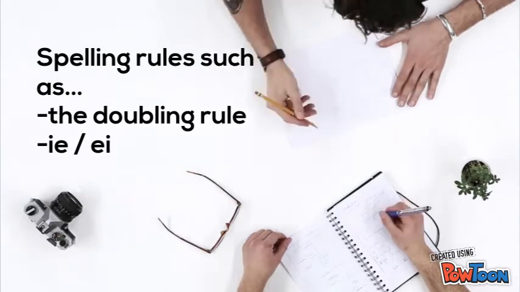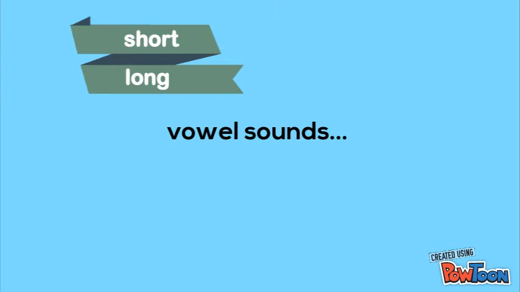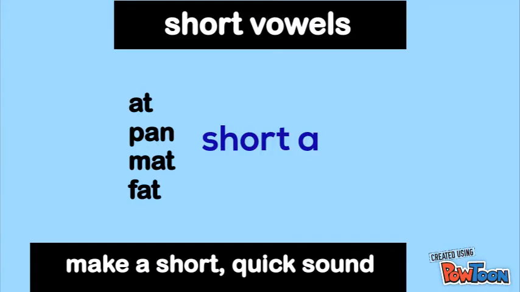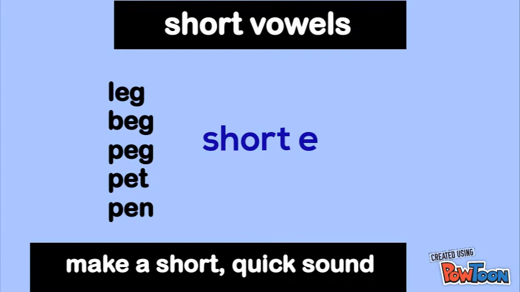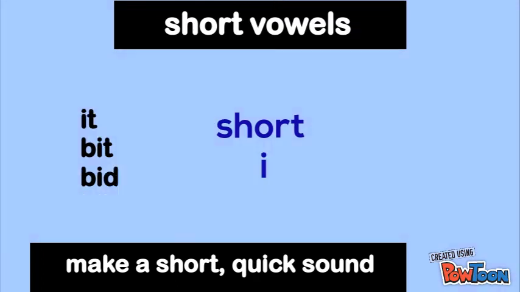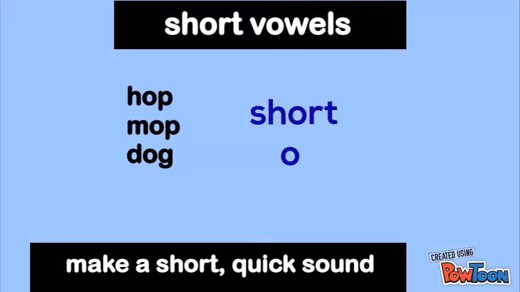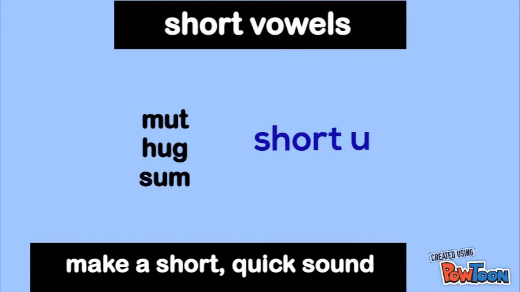Vowels have two sounds, short and long sounds. So let's look at the short and long sounds. The short A sound is A. The short E sound is E. The short I sound is I. The short O sound is O. And the short U sound is U.